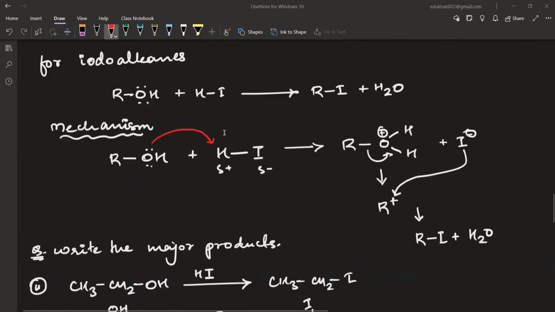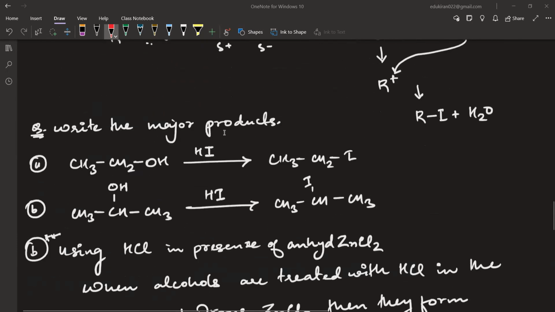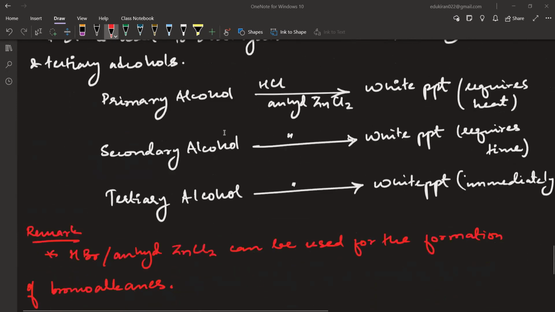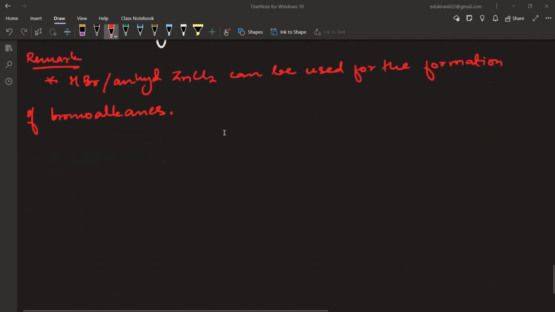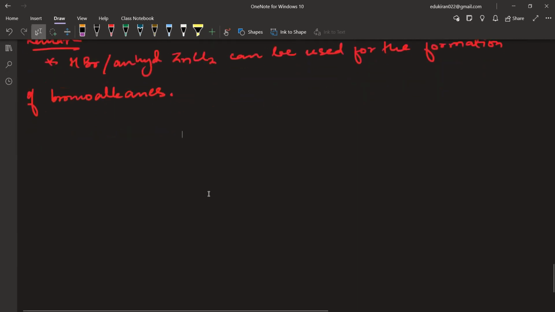Okay, so we have seen three reagents, in which HI, HCl, HBr, these are similar reagents in which we are using hydrogen halides. Hydrogen halides are what? You have hydrogen and there you have a halide here. Okay, so all of these are examples of hydrogen halide. Okay. Now write the next reaction that is important one.